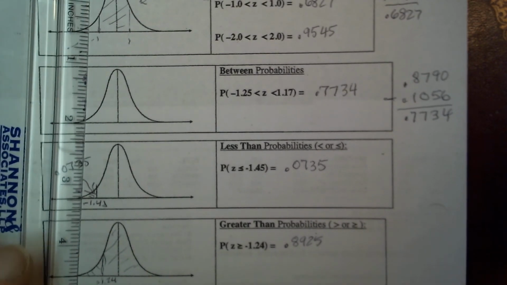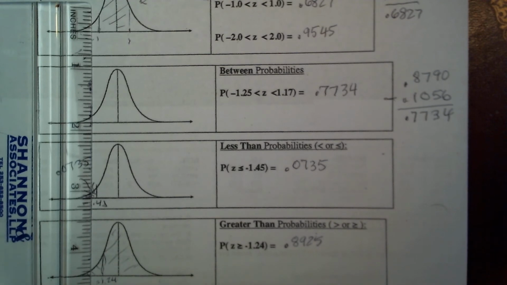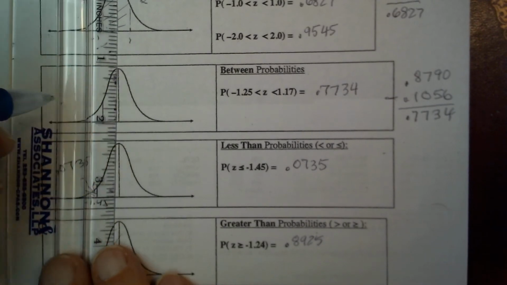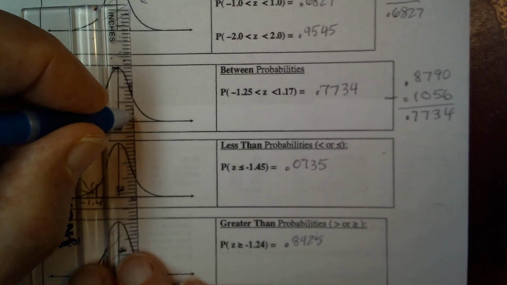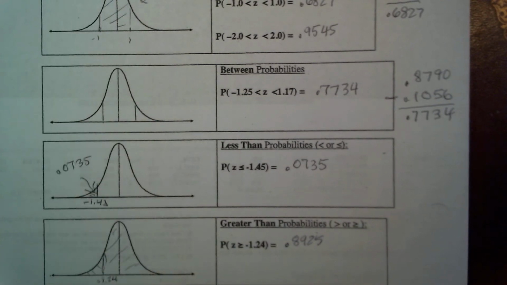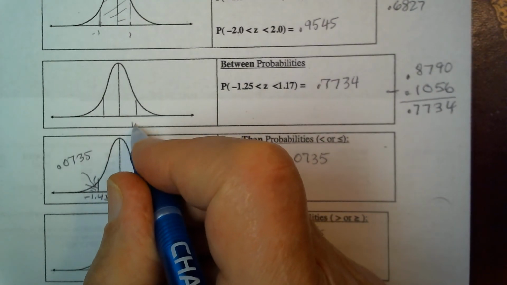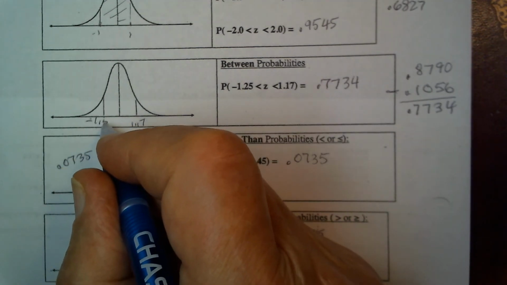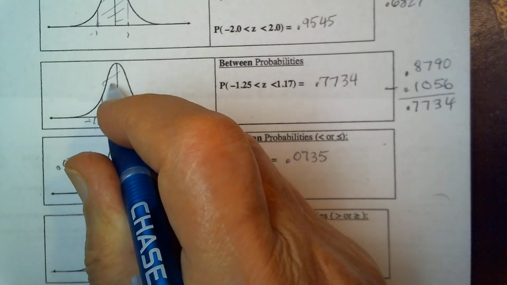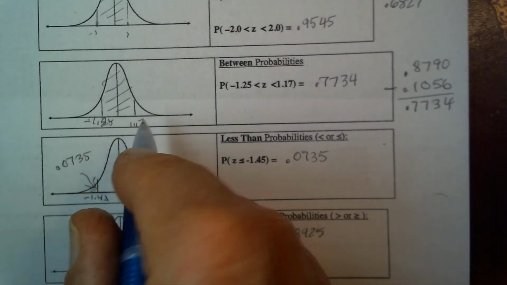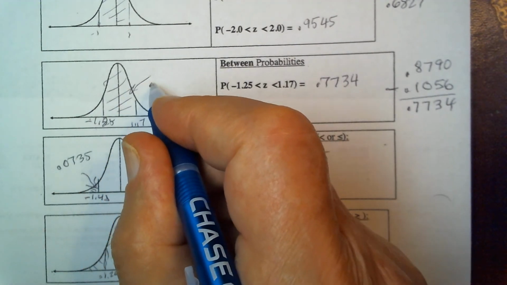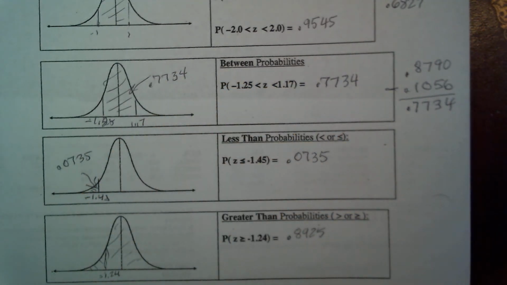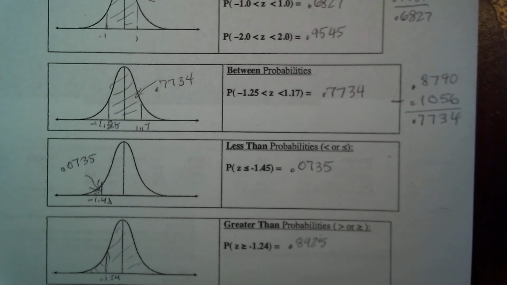And let me just complete this one up here also. So minus 1.25, be about here. And 1.17, maybe about here. And the area we're looking for is this here, and that is 0.7734. Remember that the probability is an area in this context.